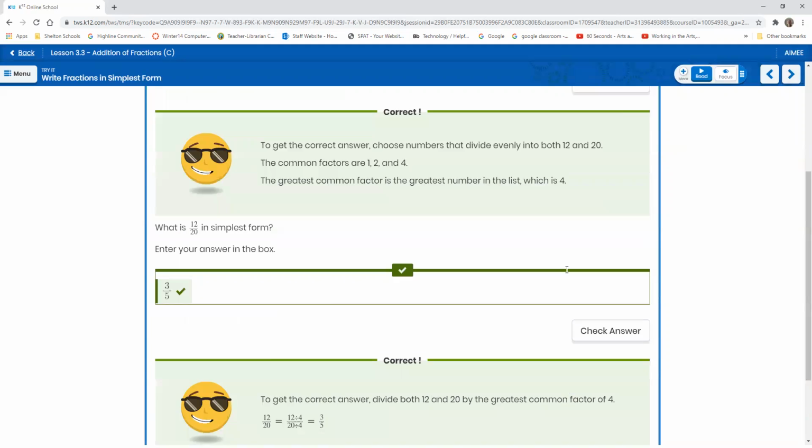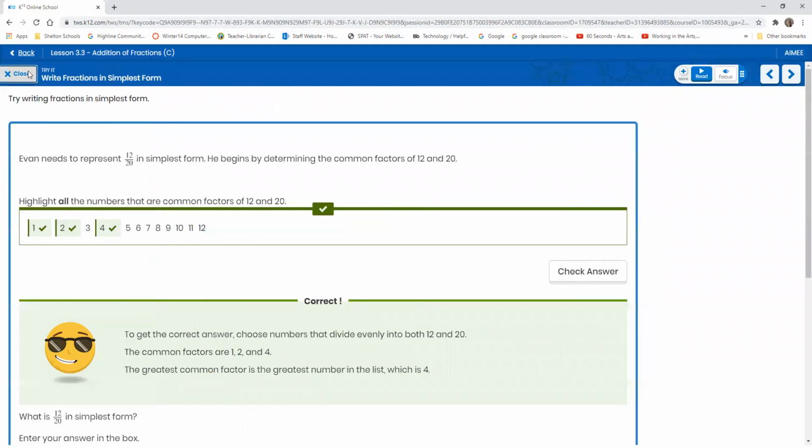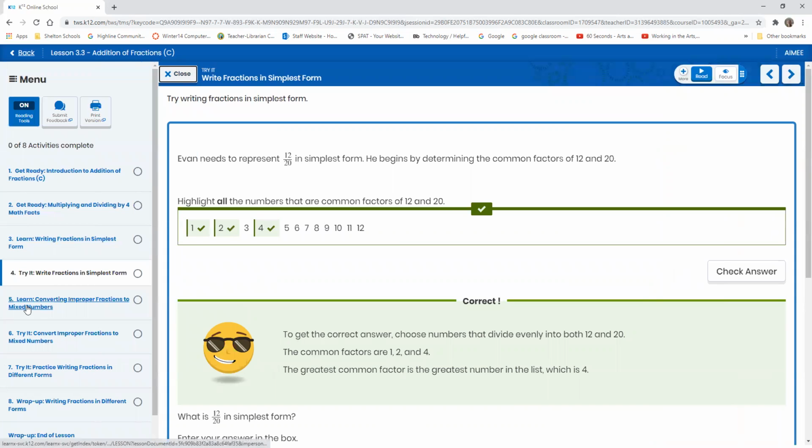There we go. All right, and so that is halfway through the lesson. Tomorrow we're going to start on section 5, learning how to convert improper fractions to mixed numbers, and we'll learn what those are. Okay, so I will see you tomorrow. So today you should have completed at least half of lesson 3.3 in unit 3 of Math 5 Summit.